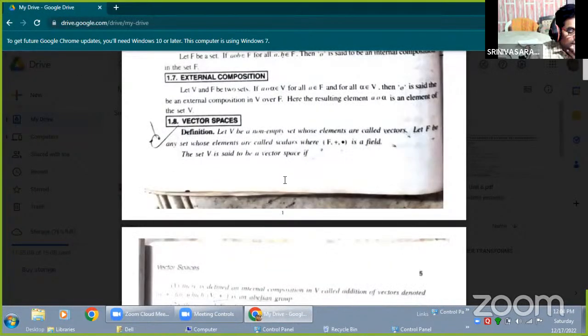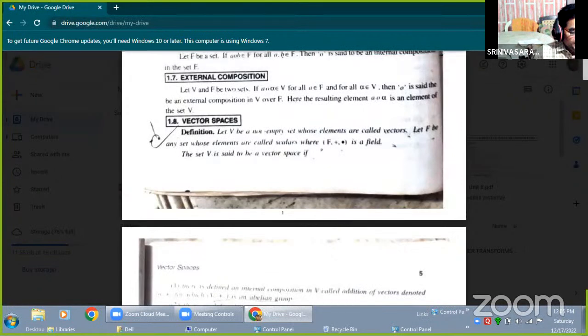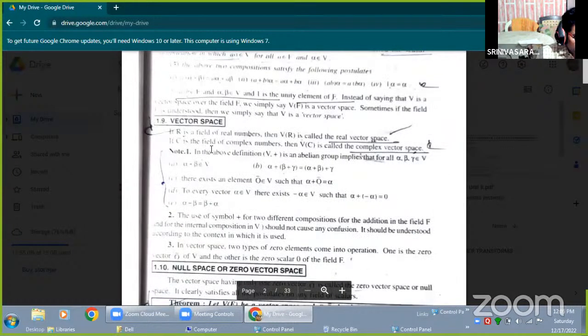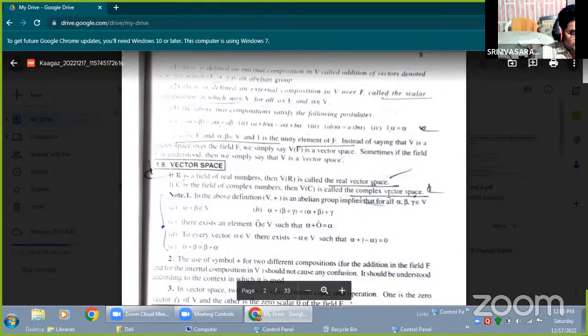Today, some PDFs have already been posted through WhatsApp, just see whether you are seeing them or not. From the examination point of view, some PDFs are also dispatched. The last two classes are also covered with a brief explanation and the definition of a vector space. Just see here the definition of a vector space, what is a real vector space and what is a complex vector space.